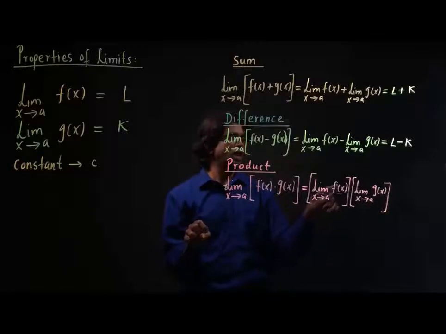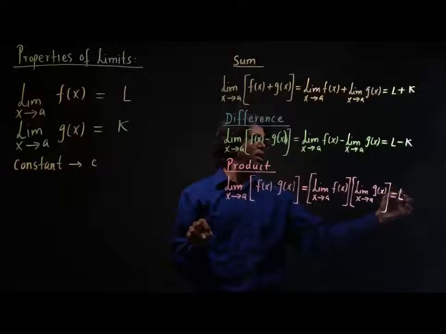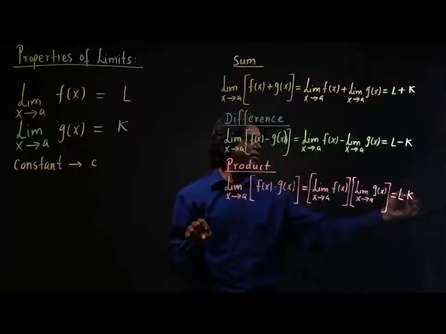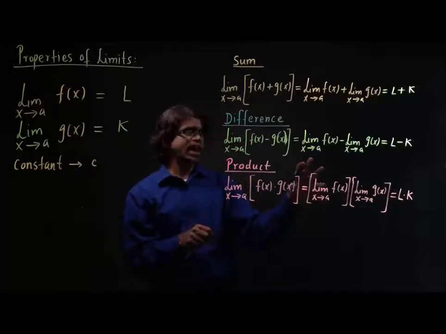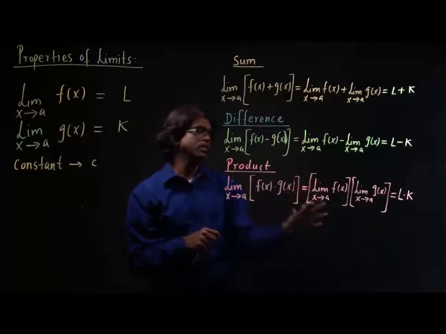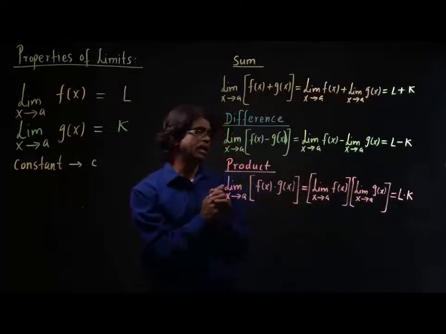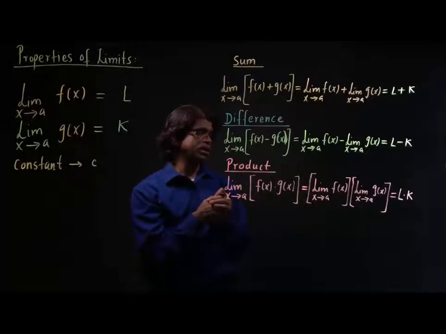And we all know that my first limit is L times my second limit, which is K. So the product is basically what? We are finding the limit of the first function, we are finding the limit of the second function, and then we are multiplying those two individually, and then we will get whatever limit we get after the multiplication.